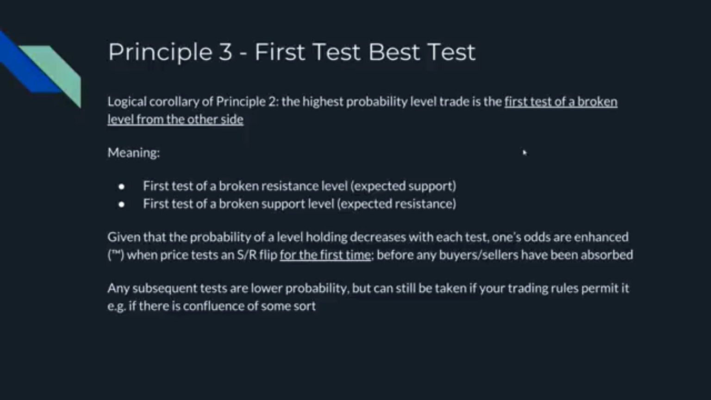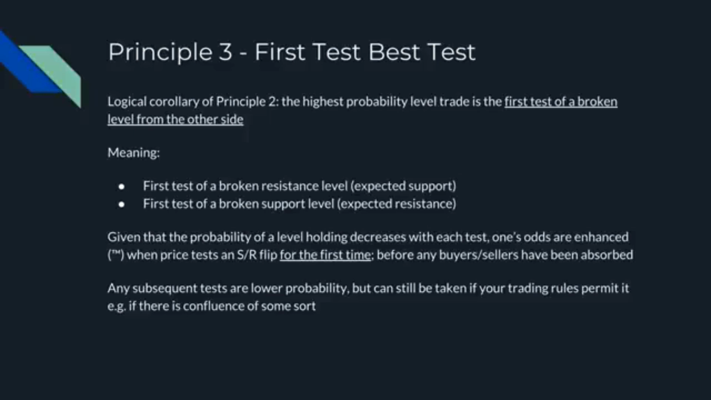Right. And so the 3rd principle is a logical corollary of the second one. So the highest probability level trade is the first test of a broken level from the other side. Okay? What does that actually mean? That means your highest probability setup is the first test of a broken resistance, where we expect support, of course, and the first test of a broken support, where we expect resistance. Logically, this should make sense.